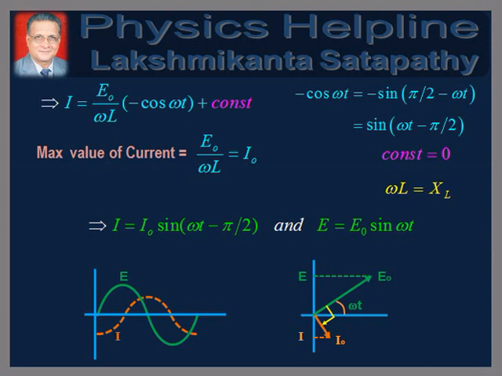The sinusoidal variations of voltage and current are shown in the first figure. We observe that when omega t is equal to 0, E is equal to 0 and I is equal to I0 sin minus pi by 2, which is equal to minus I0. When omega t becomes pi by 2, E is equal to E0 sin pi by 2, which is equal to E0 and I is equal to 0. Therefore, we conclude that current lags behind voltage by a phase difference of pi by 2 radians. This is indicated in the second figure.